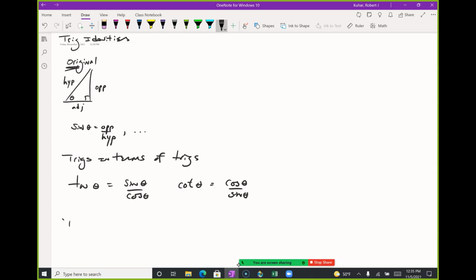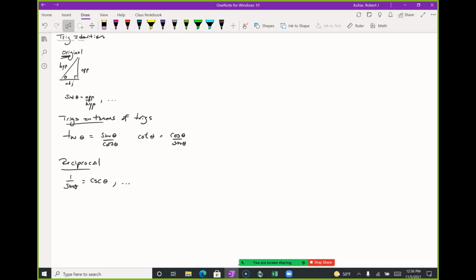I have the reciprocal identities. The reciprocals are what: 1 over sine of theta is cosecant of theta, and so on, all of them. So 1 over cotan of theta is tan of theta. Go ahead, Ryan, what's up? No, say it.